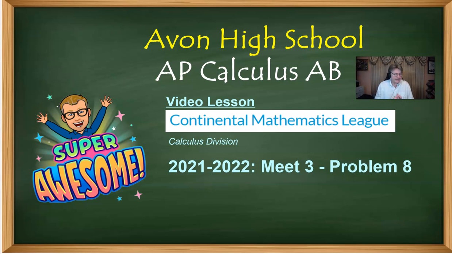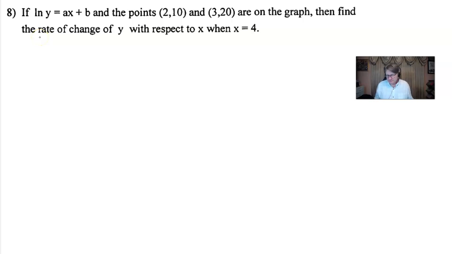We are going to take a look at 2021-22 Continental Math League Meet 3, problem number 8, which is another really interesting problem in that I don't think its complexity all that much warrants a 2-point problem on the test, but it probably would make for a very challenging 1-point problem. So let's go ahead and read it and see if we can make some sense here.